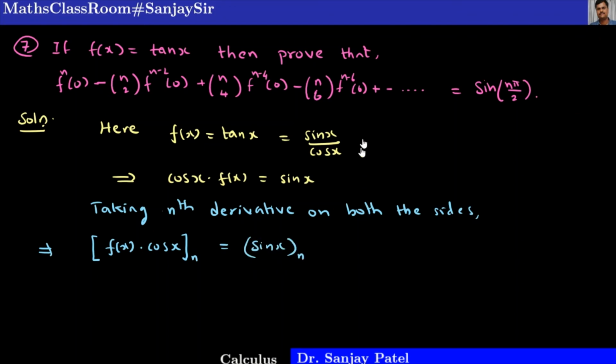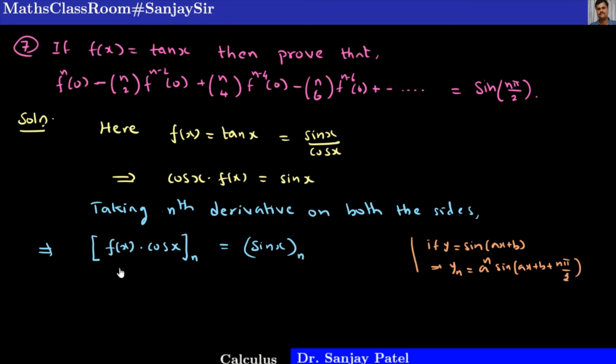Let us recall what we have studied about the nth derivative of sine and cos. We know that if we have y is equal to sin(ax plus b) as the given function, then its nth derivative is a raised to n into sin(ax plus b plus n times pi by 2).